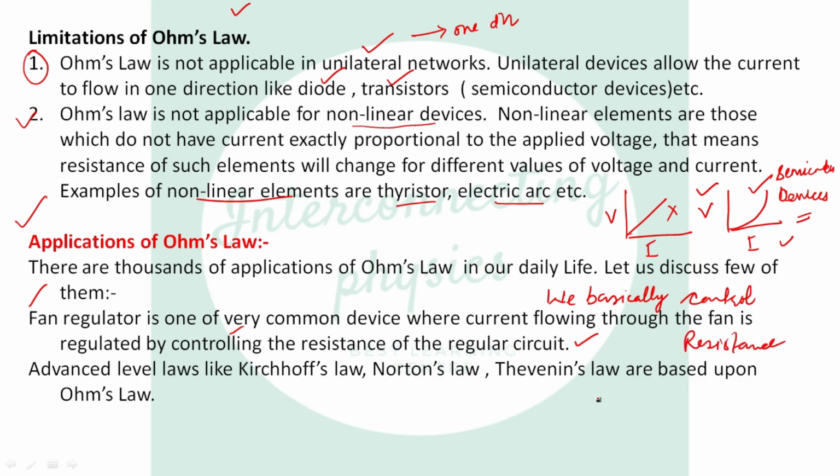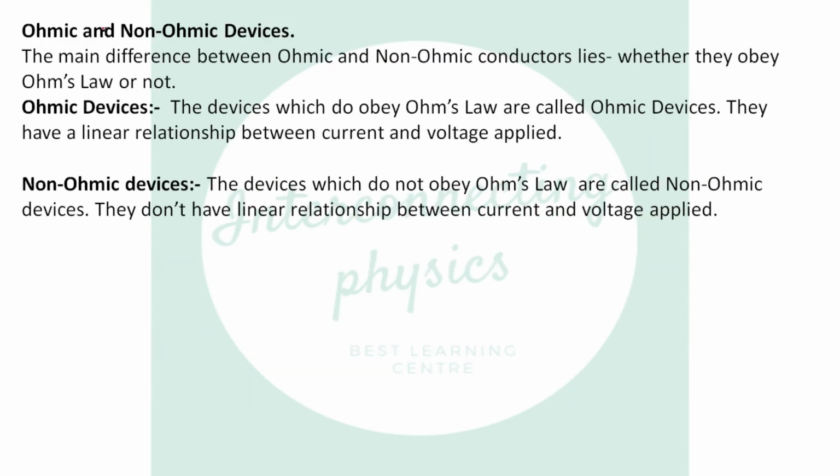So when resistance increases, current I decreases and the speed of the fan becomes slow. When resistance decreases, current increases and the speed of the fan becomes more. So through the regulator we can control the current, through which fan speed can be controlled. And there are so many applications of Ohm's law, like Kirchhoff's law, Norton's law, Thevenin's law. These all laws are based upon Ohm's law, and in this chapter we will discuss Kirchhoff's law later on. Now, ohmic and non-ohmic devices.